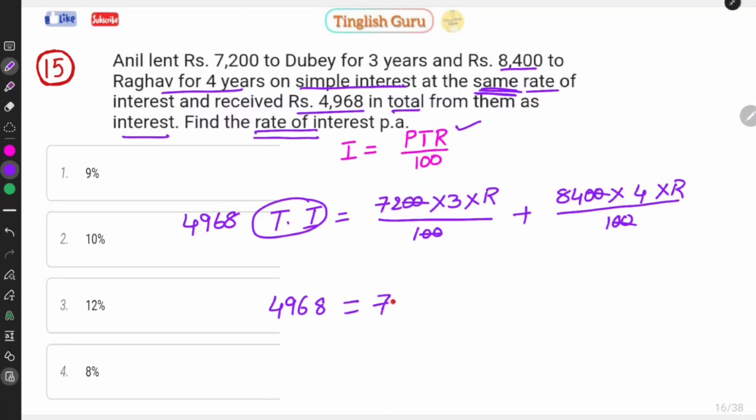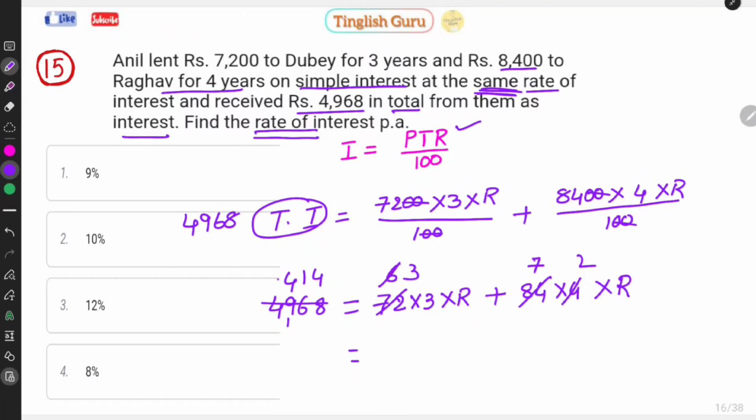4968 is equal to 72 into 3 into R plus 84 into 4 into R. So, after cancellation we will get, cancel with 4, 12 6s are 72, 12 7s are 84, and here it is 12 6s are 72, 12 4s are 48, 12 1s are 12, again 12 4s are 48, and again cancel it with, cancelling with 2, 2 2s, 2 3s, and again 207.